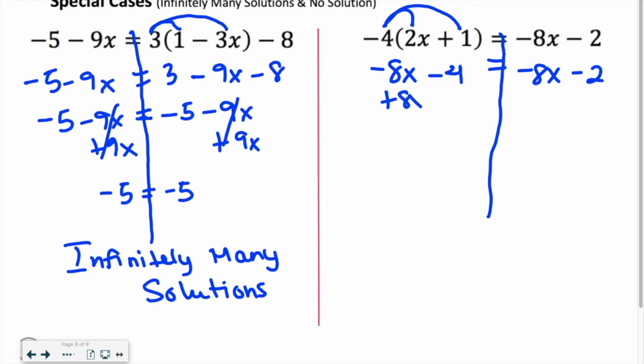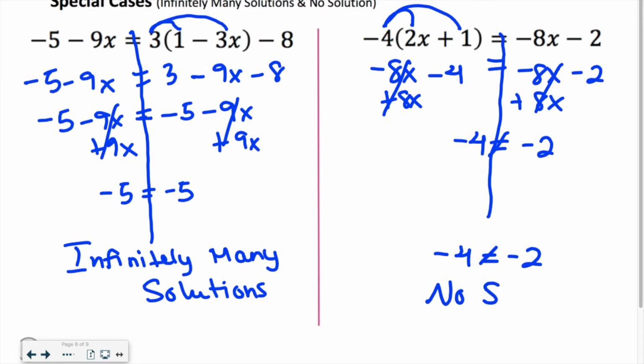So we're going to add 8x to both sides, giving us negative 4 because these cancel out, and negative 2 because those cancel out, and negative 4 cannot equal negative 2. I'm just going to rewrite this down here. When you say cannot equal, you put a slash through it. So this means there are no solutions.